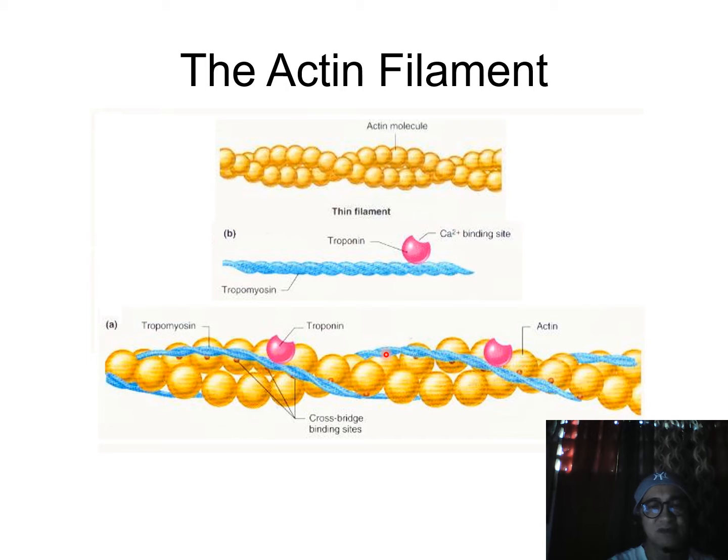The displacement of the tropomyosin happens when the troponin are bound with calcium. When there is no calcium, the tropomyosin hides or blocks the binding site of the actin molecule for myosin cross bridges. But when calcium binds to the troponin molecules, this troponin molecule pulls on the tropomyosin, which exposes the binding site of actin for myosin heads.